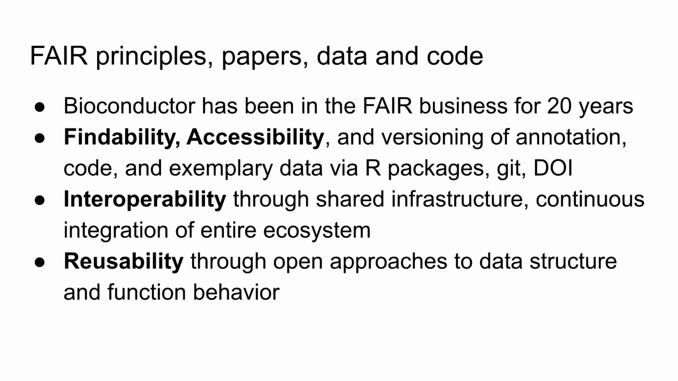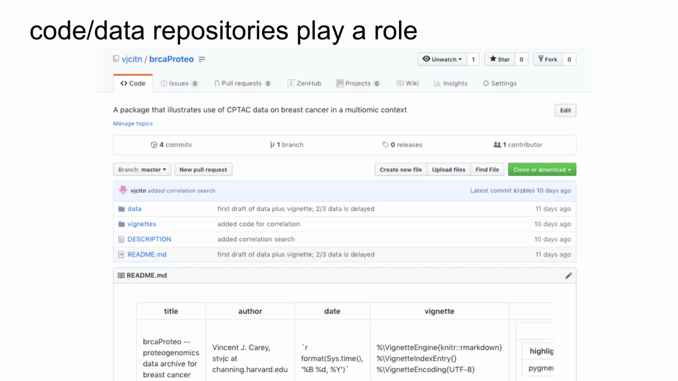Finally, reusability, well, that's mainly through openness, right? If I do something, I make it open to you, and you can do the same thing, or you can change it a little bit, and then you can do your thing. And GitHub plays a role. This is the BRCA Proteo GitHub repository, open to the world, where I have done these things. And if you look at it now, you'll see that there are changes in the last couple of hours as I finished up the talk. And this is something you can use.